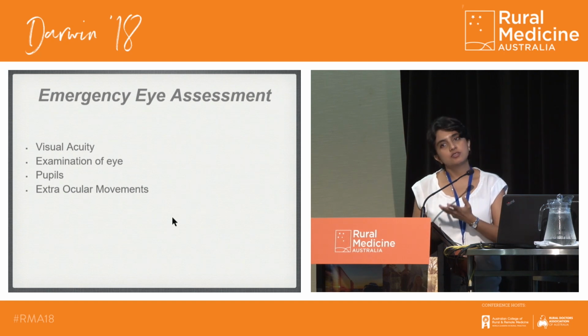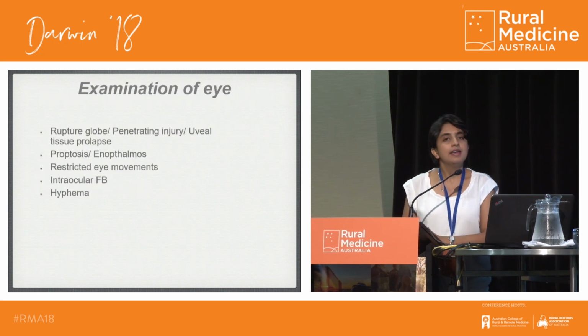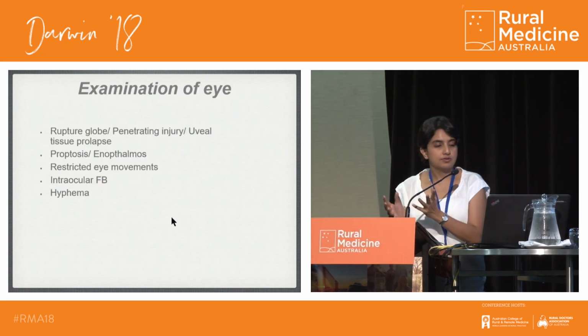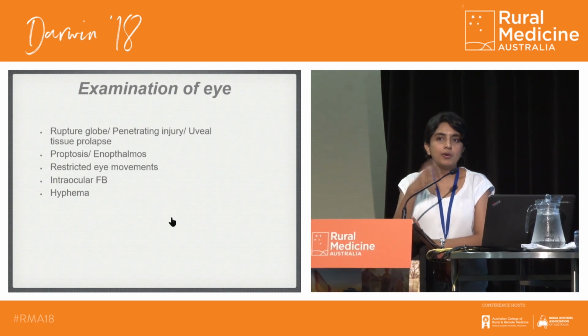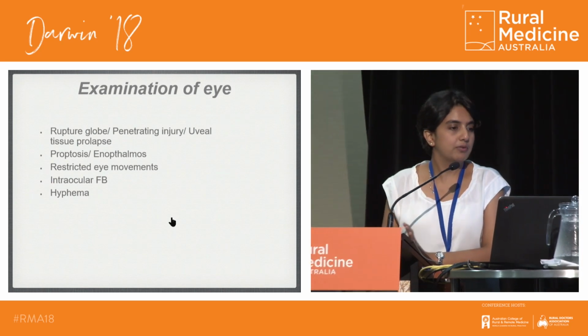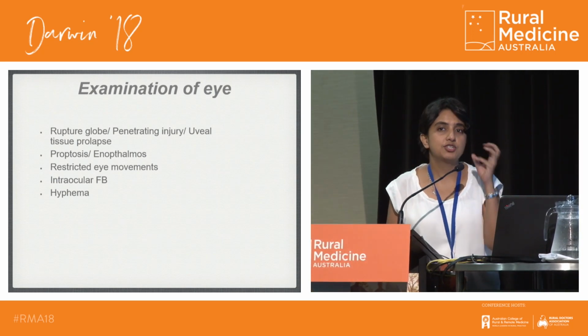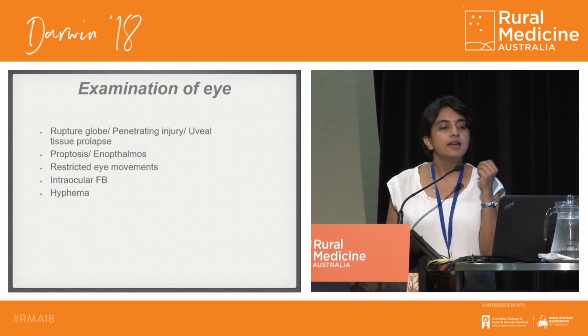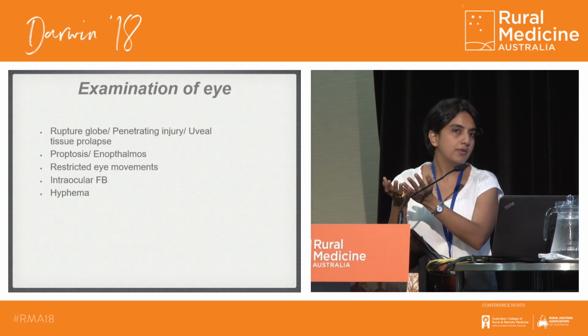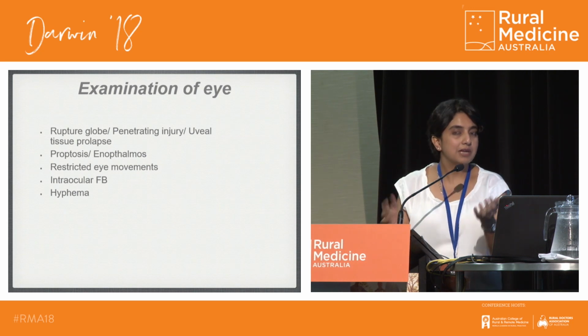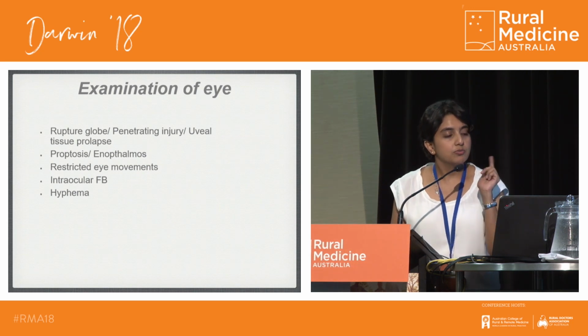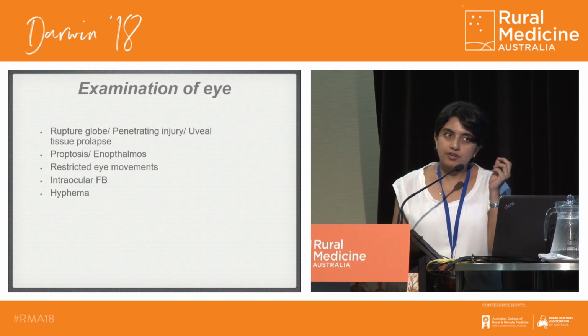So again, the first thing to do with any emergency eye presentation would be examination, which Eline has gone through quite well. With the presentation of trauma, what we would look for quickly to rule out all the nasties straight away would be: is there an obvious globe rupture? Is there a penetrating eye injury? Is there uveal tissue or iris prolapsing out of the front of the eye? Is the globe pushed forward, or is it kind of looking sunken, because they can mean different things? Are the extraocular movements restricted? Is there a suggestion of an intraocular foreign body from history or from examination? And is there a blood level or a hyphema like we saw before?